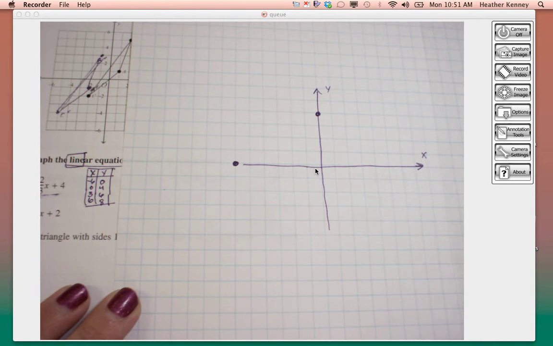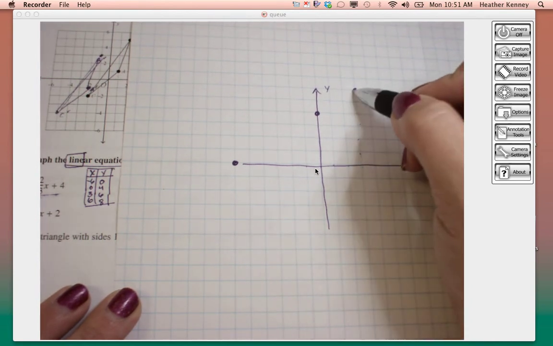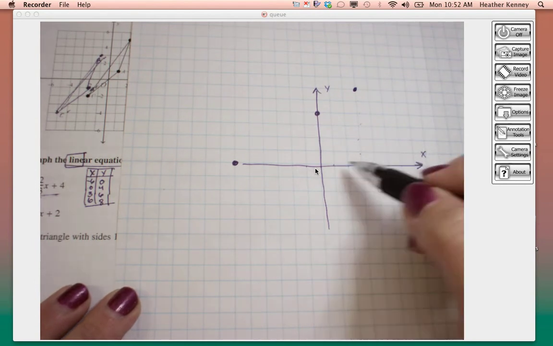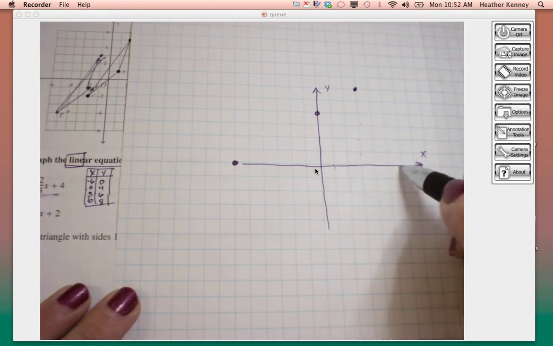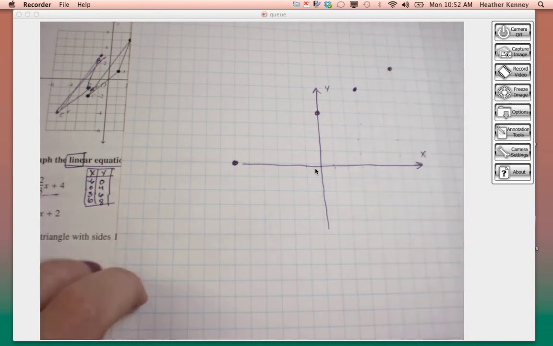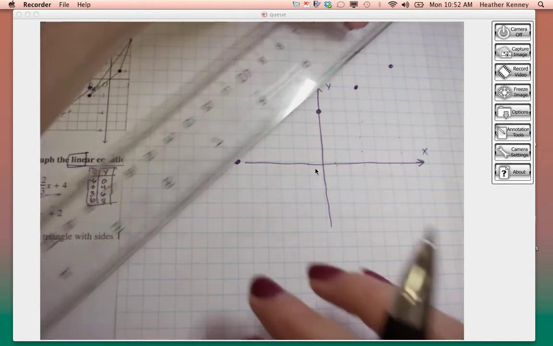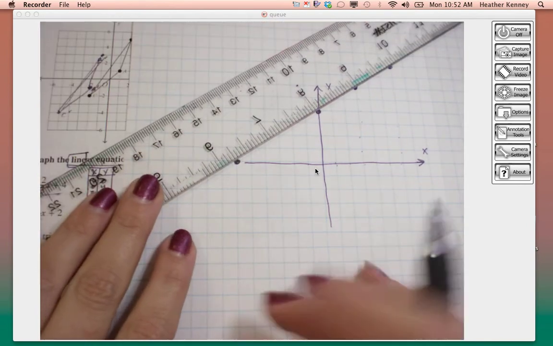There's our second point. 3, 6: 1, 2, 3, then 1, 2, 3, 4, 5, 6. And 6, 8: 1, 2, 3, 4, 5, 6, then 1, 2, 3, 4, 5, 6, 7, 8. And then you can take a straight edge, side of a piece of paper or a ruler, and they should make a perfectly straight line.